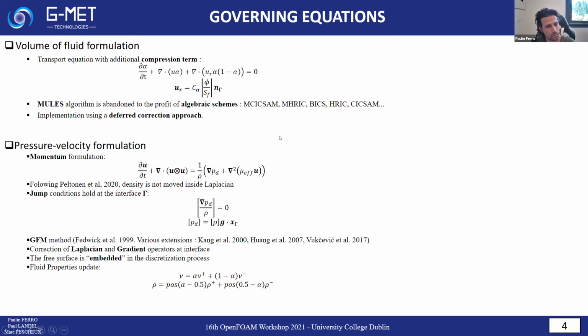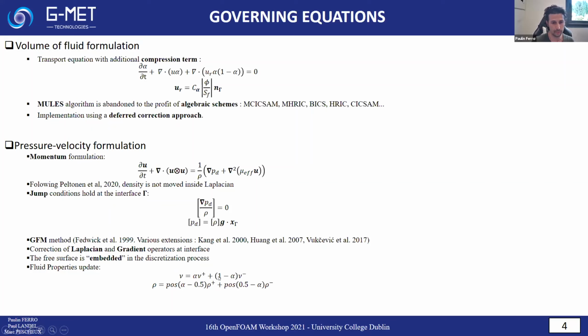For the pressure-velocity formulation, we use a one-fluid formulation. So this equation is valid in each phase, and we add a jump condition at the interface. Note that we don't move the density inside the Laplacian term. This is a difference with the reference paper of Vukčević. The Ghost Fluid Method leads to a modification of the Laplacian and gradient operators at the interface. So actually, the free surface becomes embedded in the discretization process, and fluid properties are then updated as follows.